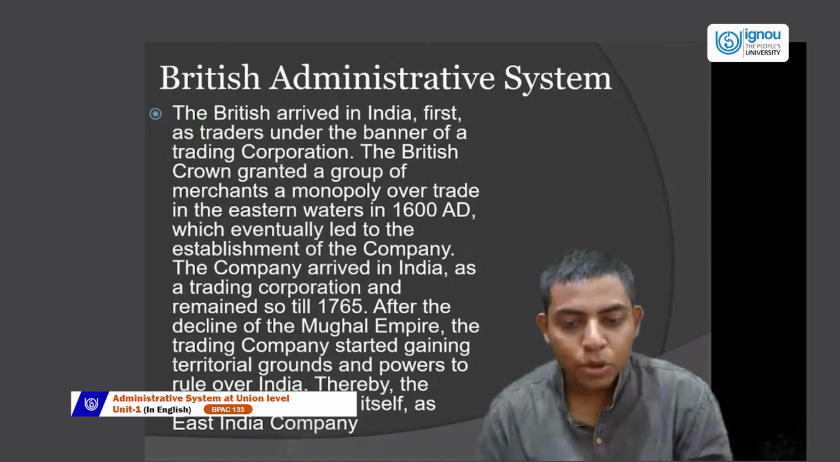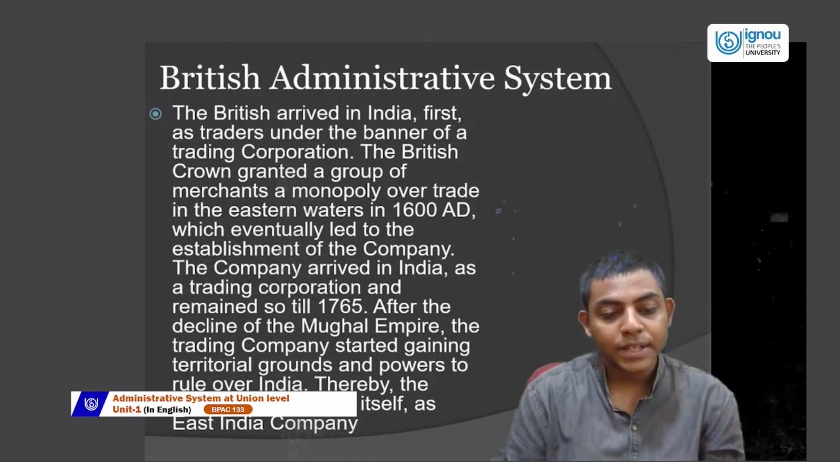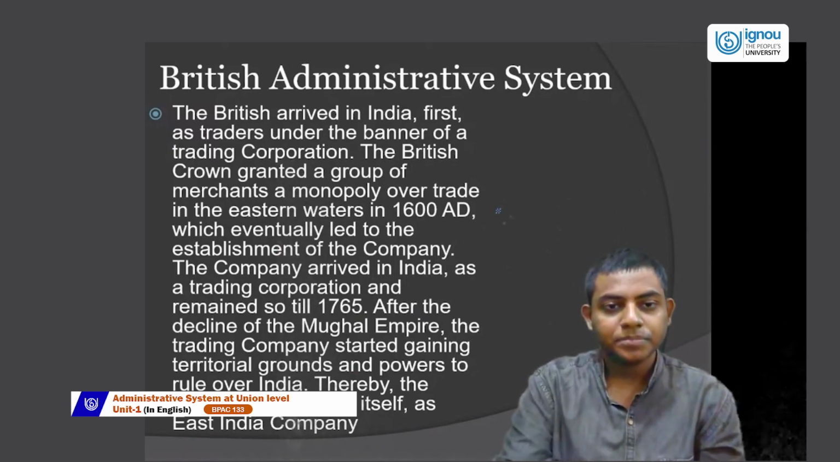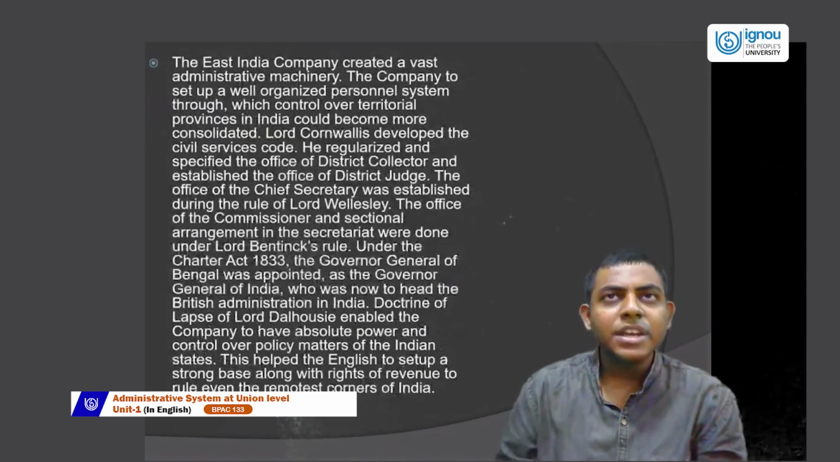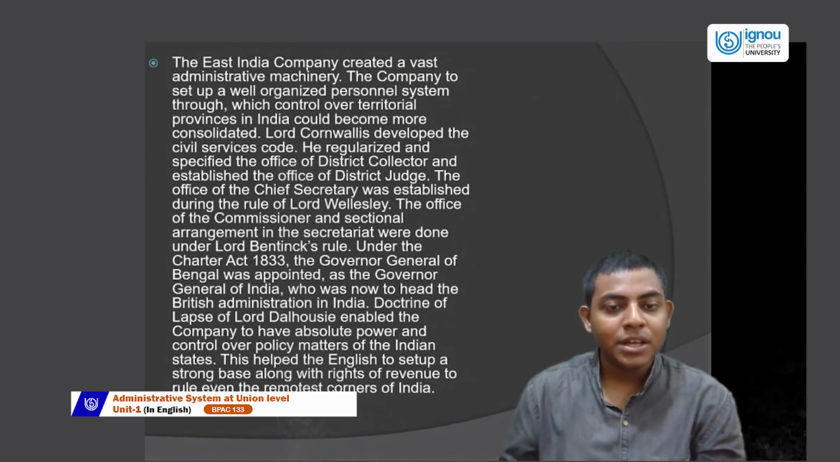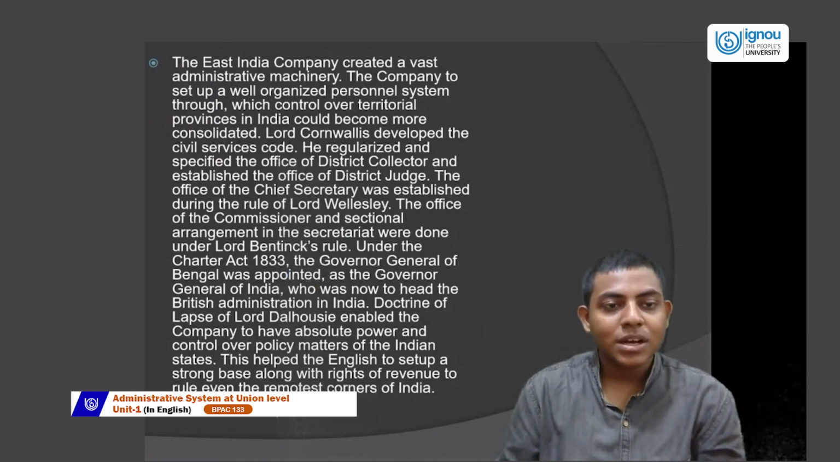After the decline of the Mughal Empire, the trading company started gaining territorial grounds and powers to rule over India. The East India Company created a vast administrative machinery in our country. It also set up a well-organized personnel system through which control over territorial provinces in India became more and more consolidated.